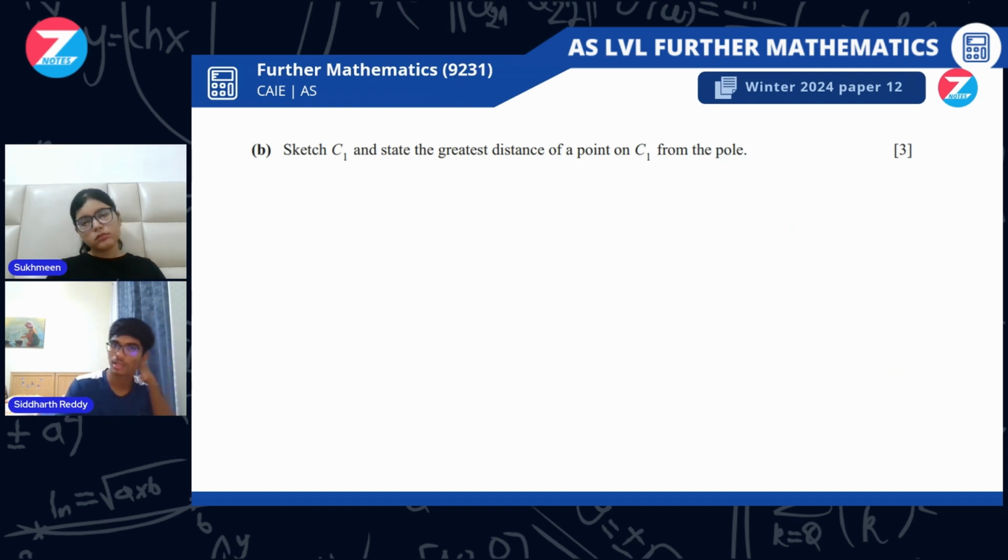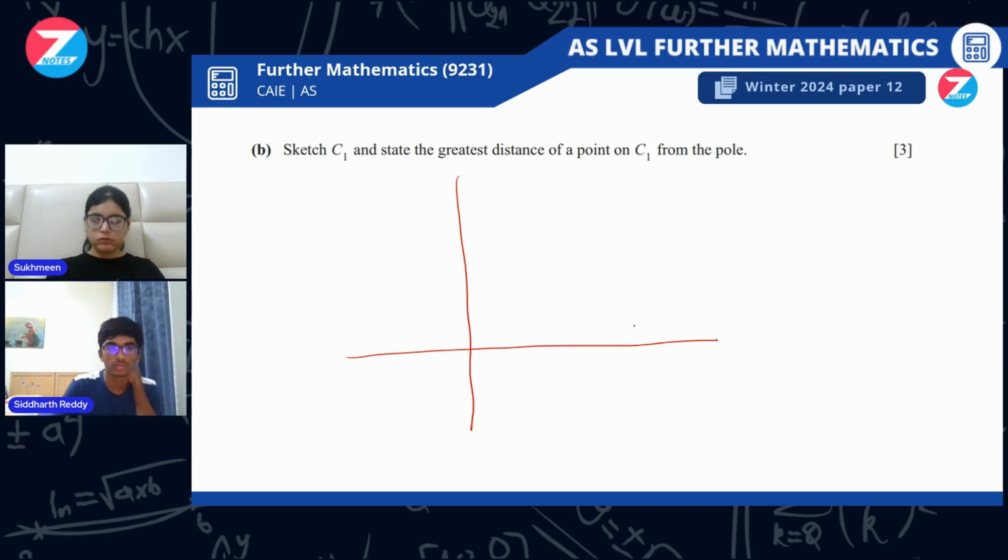Sketch C1 and state the greatest distance of a point on C1 from the pole. So this is the polar coordinate graph. We got that the center is a by 2 comma a by 2, so something over here. And the radius is a by root 2. So actually we can just check using Pythagoras theorem. So this length will also be a by root 2. So this circle passes through the origin. So it looks something like this.